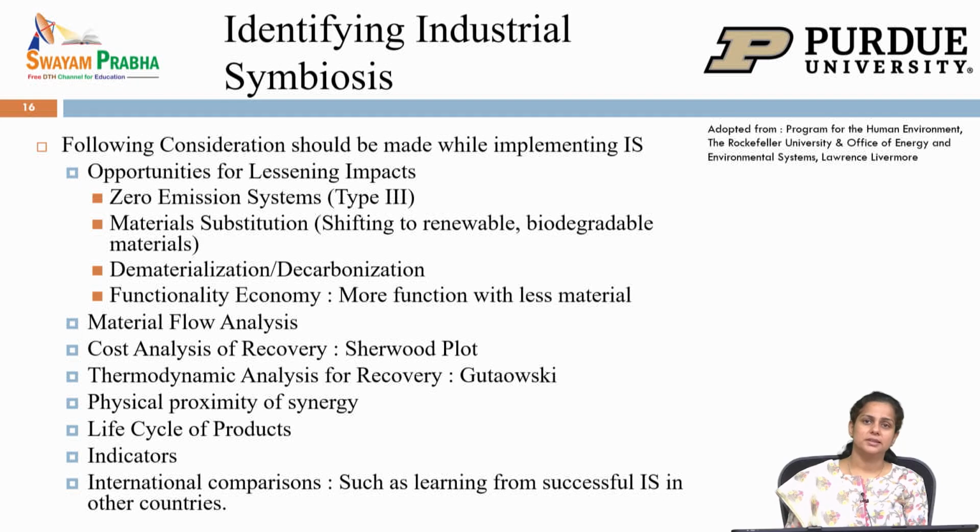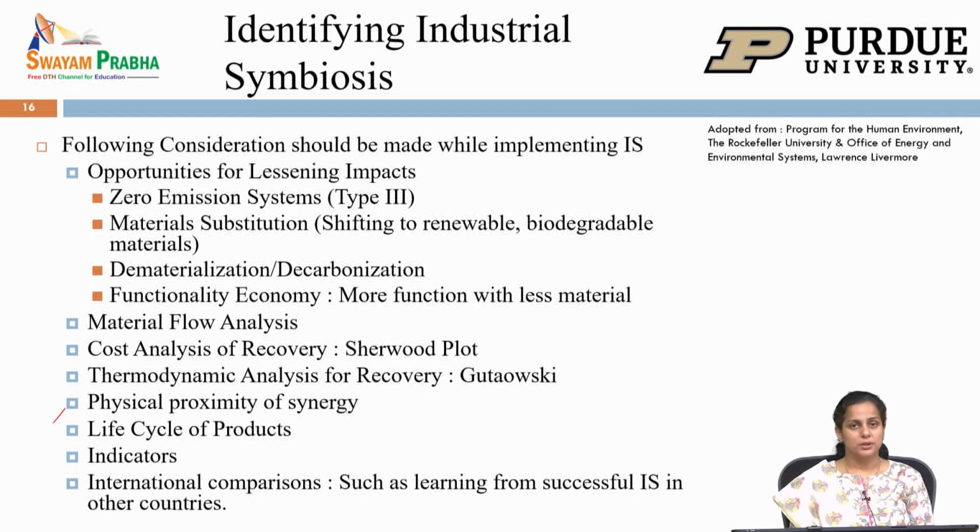Then there are these aspects that you may look at. One is the physical proximity of synergy. Of course, if you are going to spend a lot of time in transportation, that may not benefit industrial symbiosis very well. So, you may have to think about the logistic life cycle of products, which also means thinking about where is the end of life and how it is being recycled.